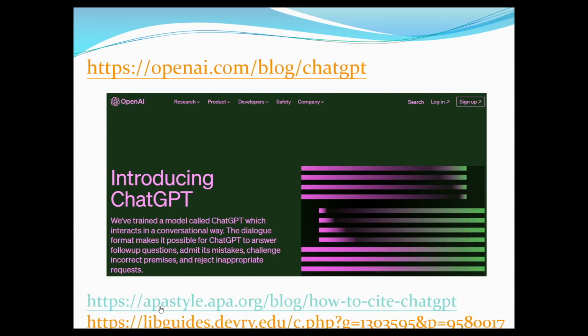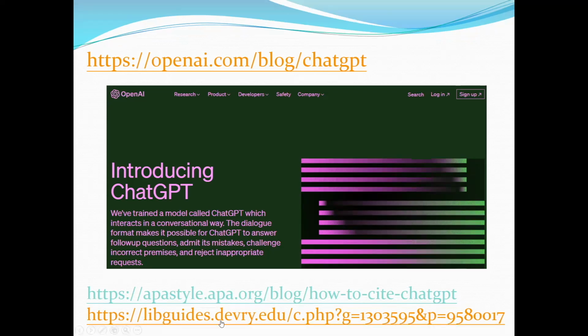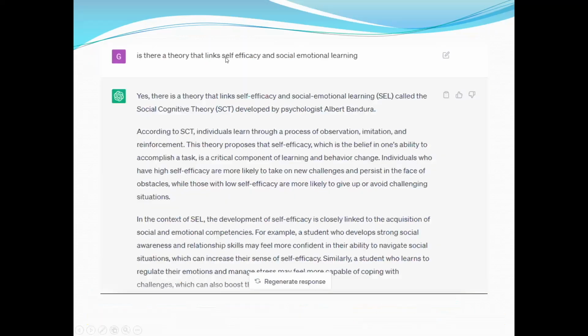Okay, let's go back to my presentation here. So there are also some other guidelines. You can Google it. As I mentioned, I did this. I was trying to write a paper on self-efficacy and social emotional learning. Of course, I at least have some beginning points. I didn't start from scratch. So I got this and I tried to rephrase it and also expand it more. So you can do that. But if you want to use this response from ChatGPT, you need to cite it. The point is that later on, systems are able to detect what are AI generated texts.